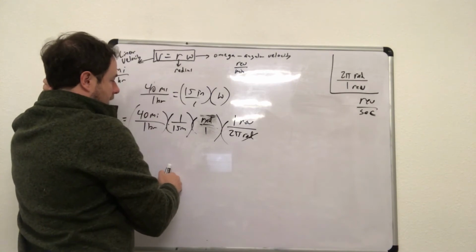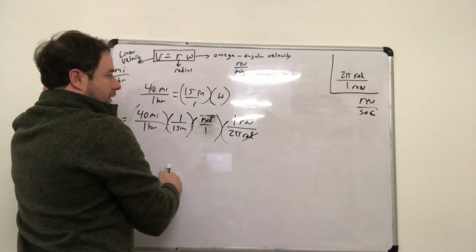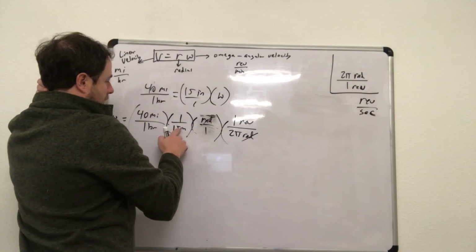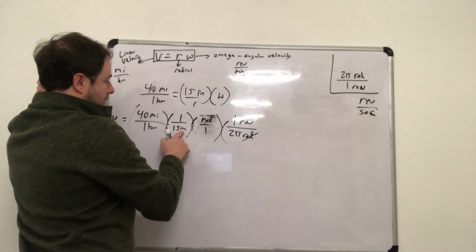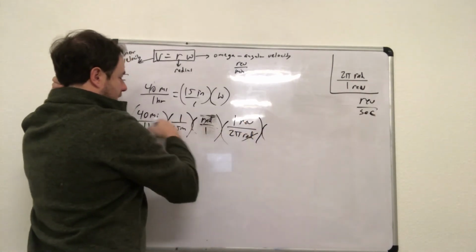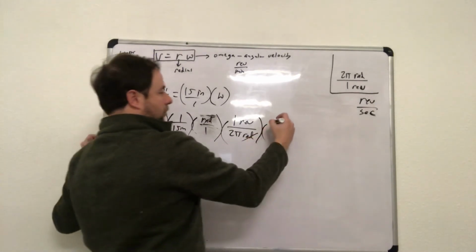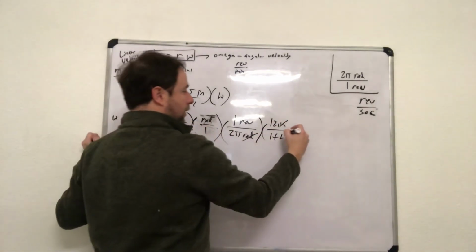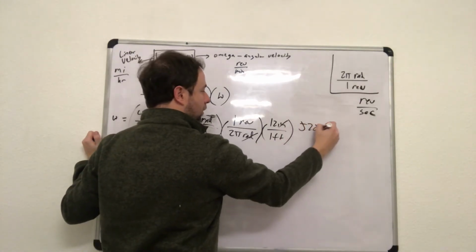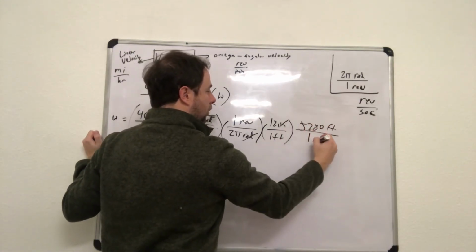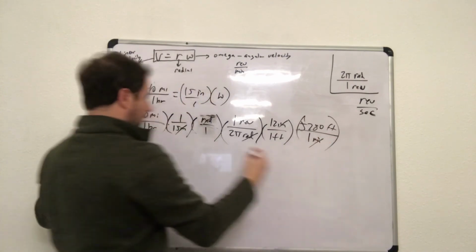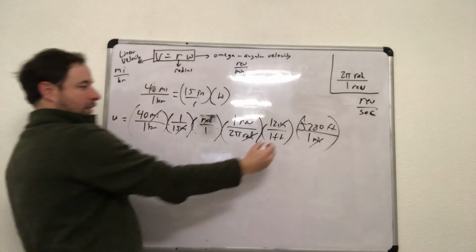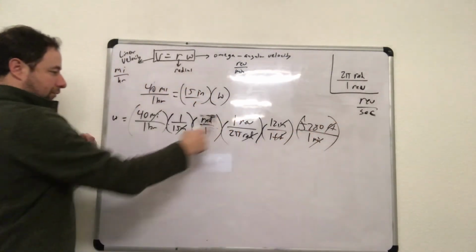We can go ahead and convert inches to miles right here, and then the miles will cancel each other out. So we go 12 inches over 1 foot. There's the inches canceled there. And then 5,280 feet over 1 mile. When we do that, look how miles cancels out. Feet will cancel. We're left with revolutions.